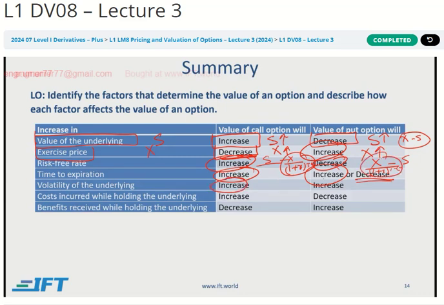Volatility is good for both. That is one of the easiest things to remember. Cost will increase the value of the call option because you are not having to pay for those costs, somebody else is holding the asset for you, and vice versa. It will decrease the value of a put option. The benefits will make the spot price go down, which is bad for the call option, and it is good for the put option. And that is it for this learning module.